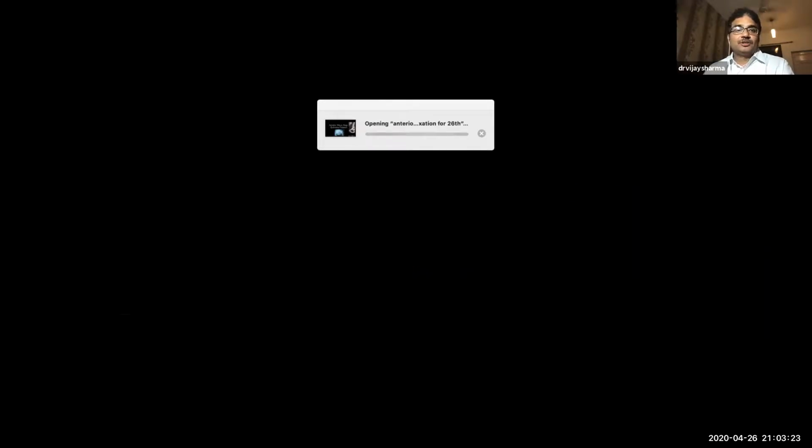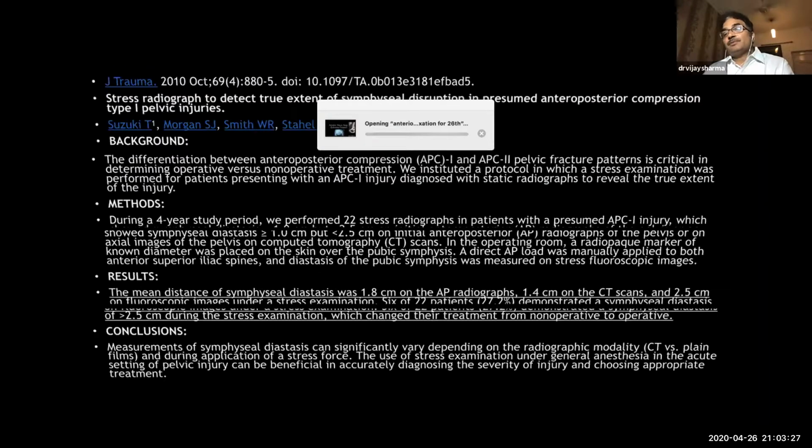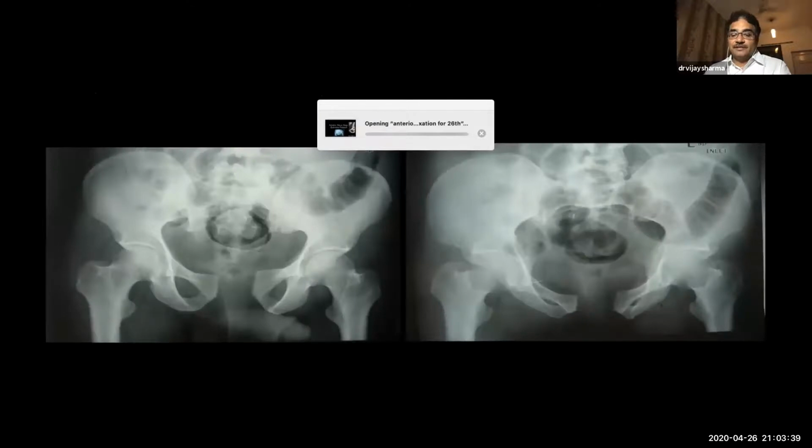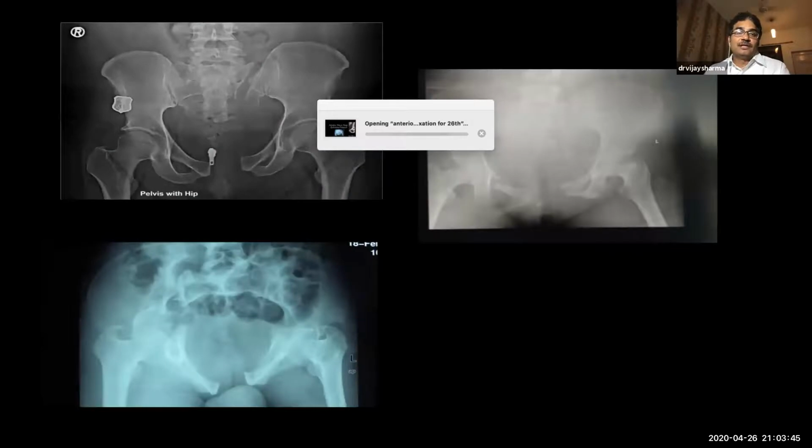So this paper looked at 27% of the cases operatively, they switched to internal fixation. Initially the symphysis disruption was only 1 to 2 centimeters, and when they stressed it, they found it to be more than 2.5 centimeters. So just a few radiographs where you would like to do anterior fixation. So this is an unstable fracture. Now you can see obviously type C injury, unstable, there is an associated acetabular fracture also, which will change the plan. And you can see straddle.